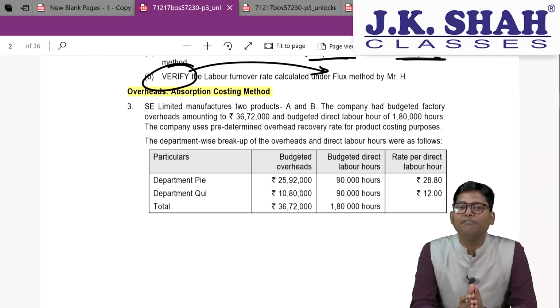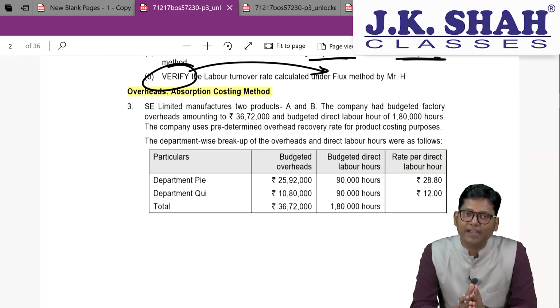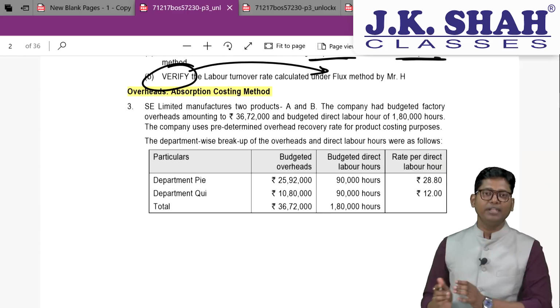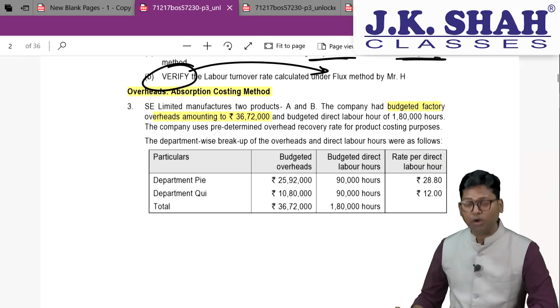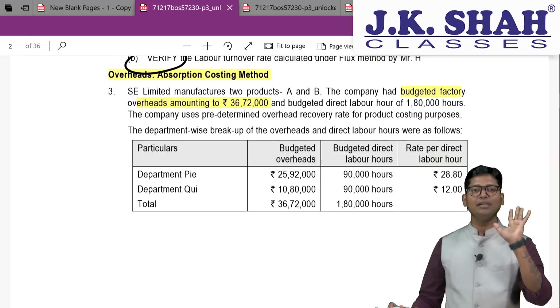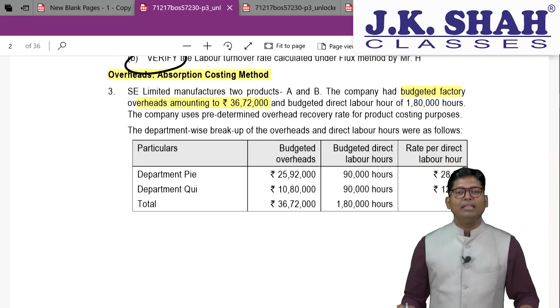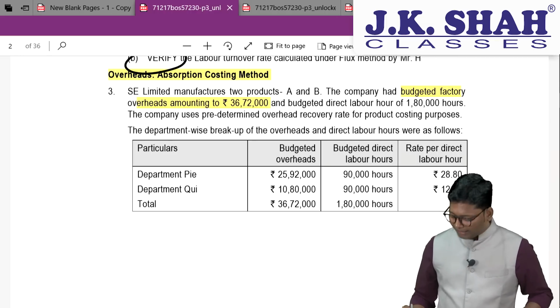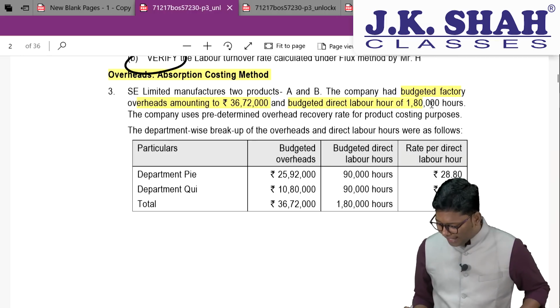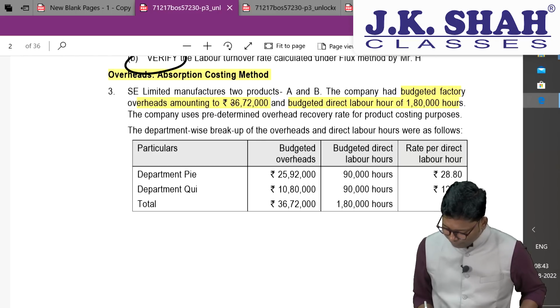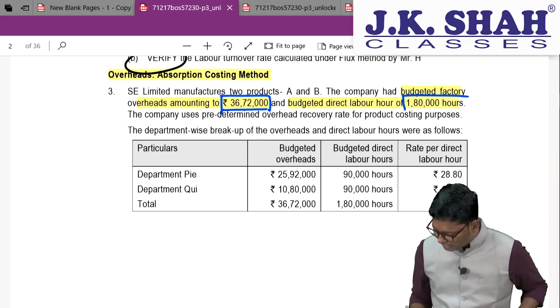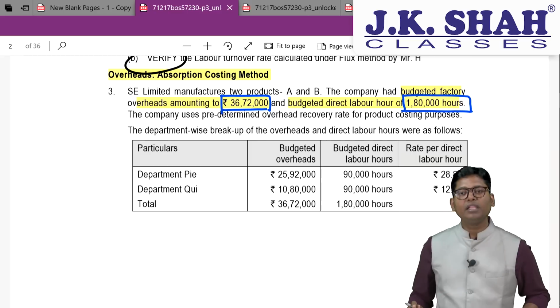SE Limited manufactures two products, A and B. The company had budgeted factory overheads amounting to rupees 36,72,000. It's the amount of factory overheads for the company. It is the entire company's amount of factory overhead. The budgeted direct labor hours are 1,80,000 hours. So we have two different data available with us. The very first is related to your factory overhead amount, and the second figure given in the question is your direct labor hours.